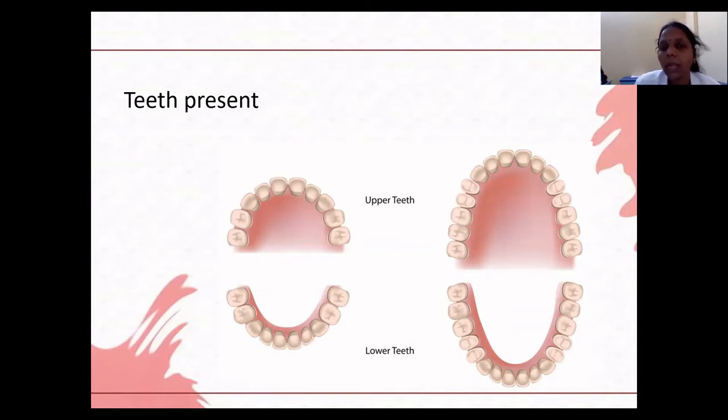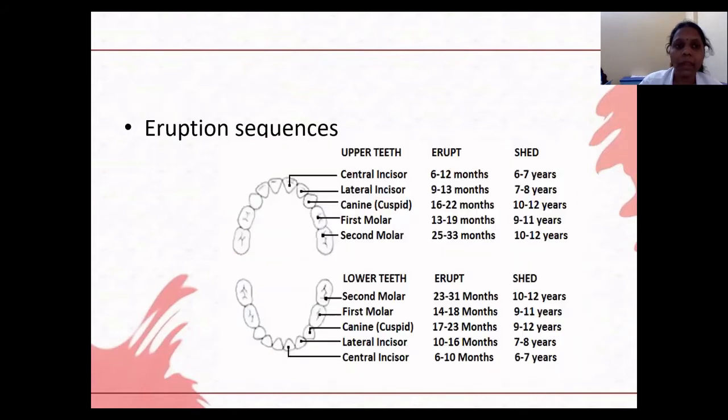And in permanent dentition, there will be a total of 32 teeth. That is, other than the central incisor, lateral incisor, and canine, two premolars will be present, and the first molar, second molar, and third molar will be present. Next, moving on to the eruption sequence of primary and permanent teeth. The eruption of the primary teeth will begin from 6 months and is completed by 5 years.